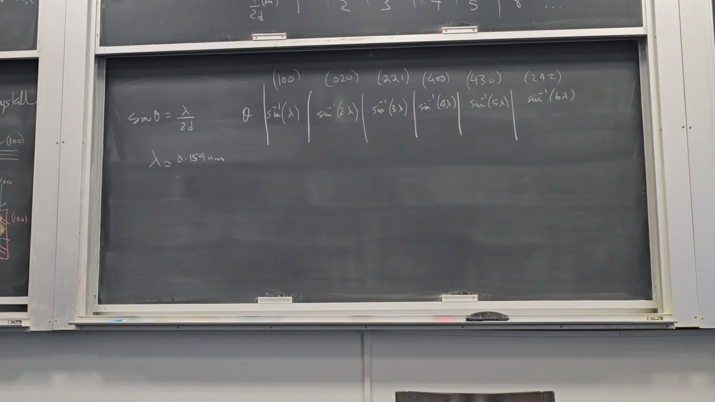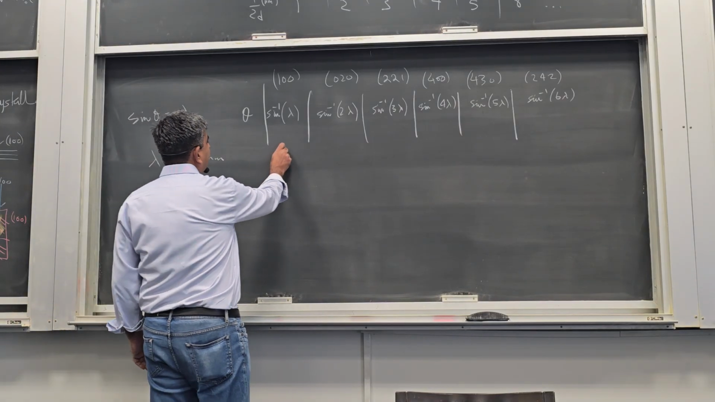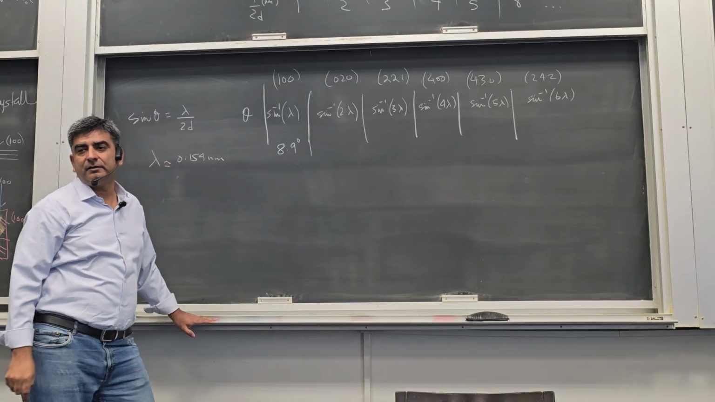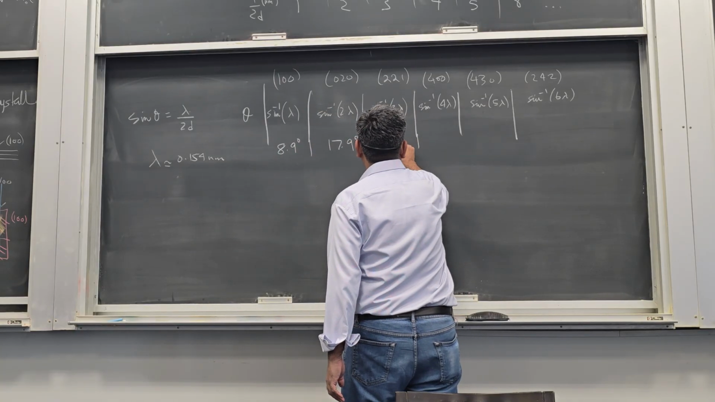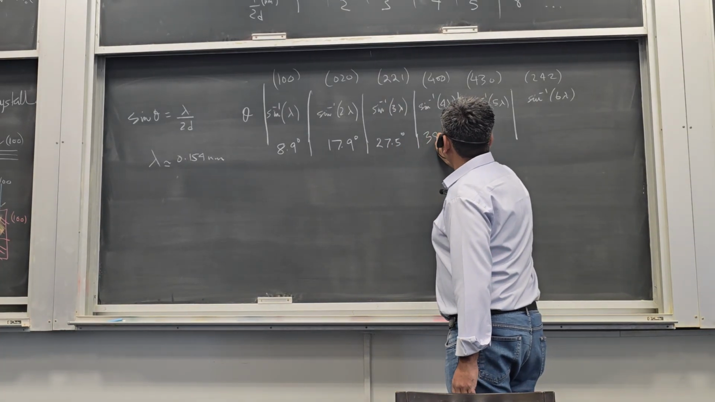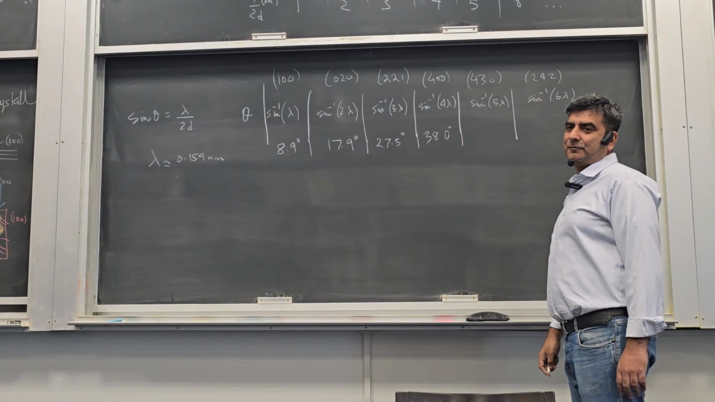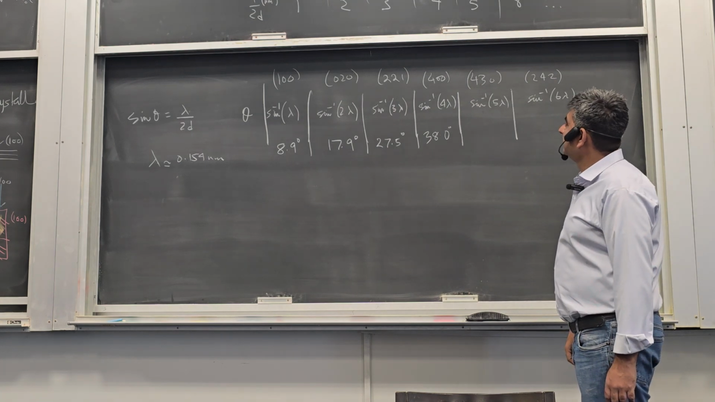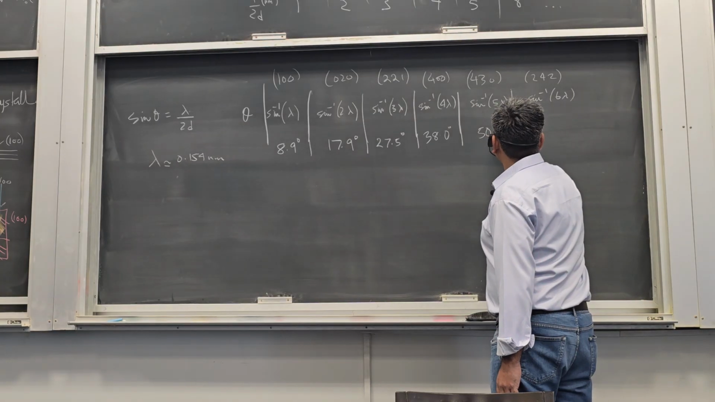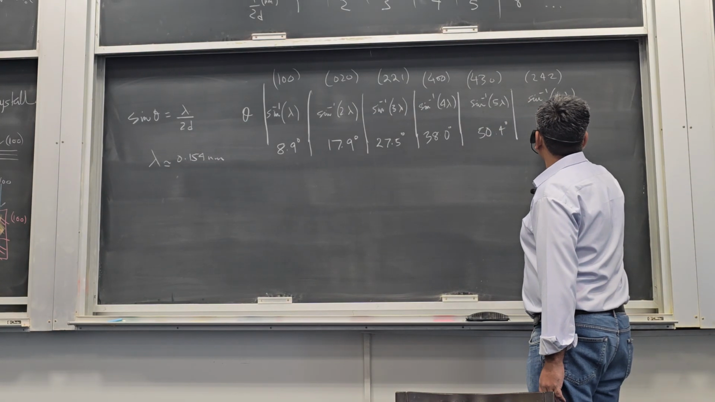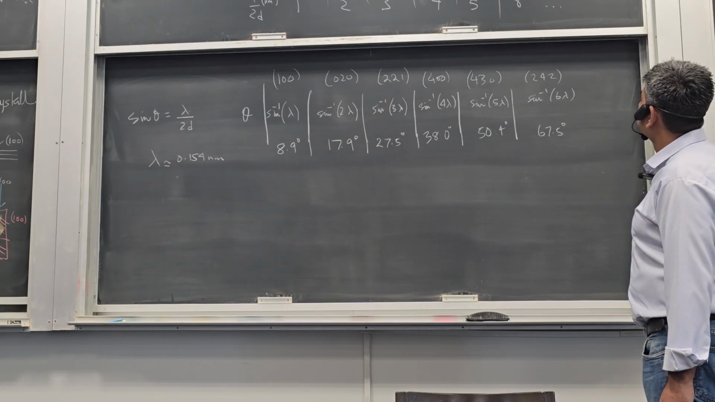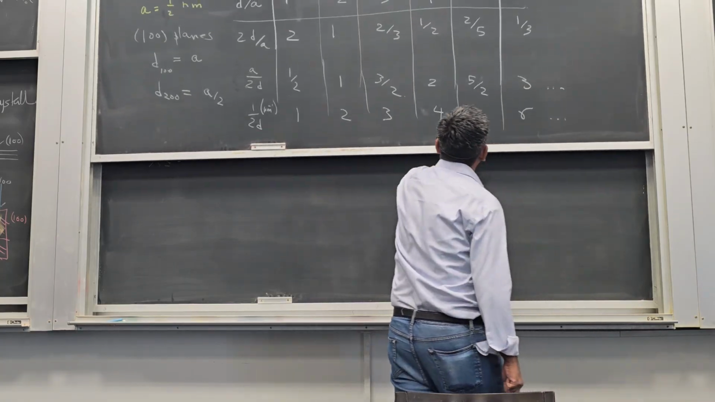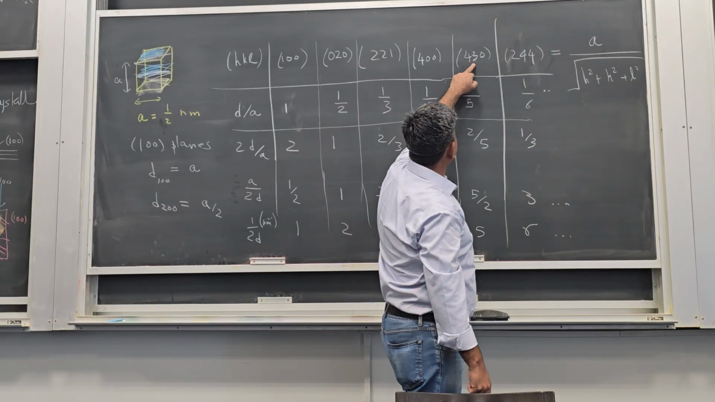नैनोमीटर में 0.154 लिख रहे हैं, नैनोमीटर पे ही रहना. तो 8.86, so 8.9 degrees. इधर बताएं. 17.9. 27.5. 38.0. और 50.4. और 67.5. ये जो 430 है, 2/5 आ रहा है, 16 जमा 9 25, सॉरी.